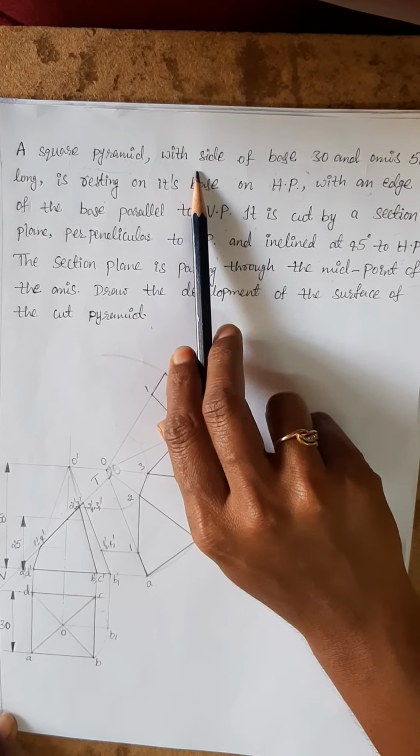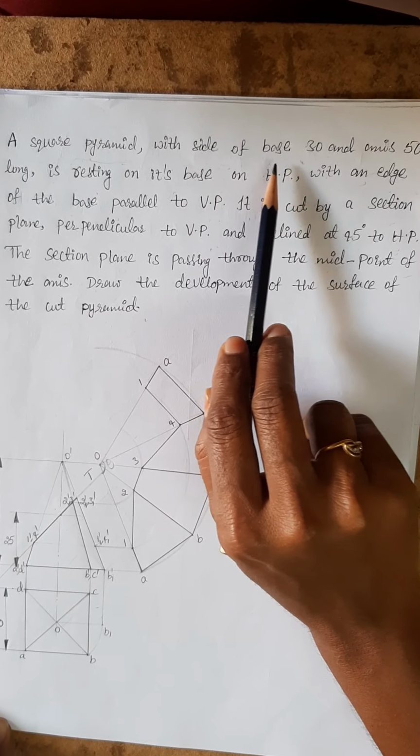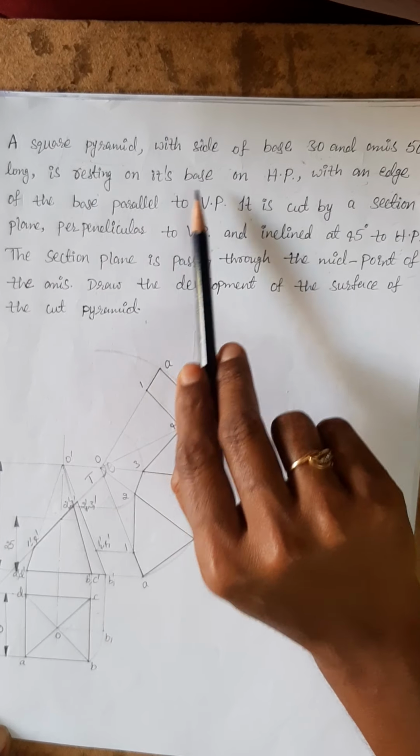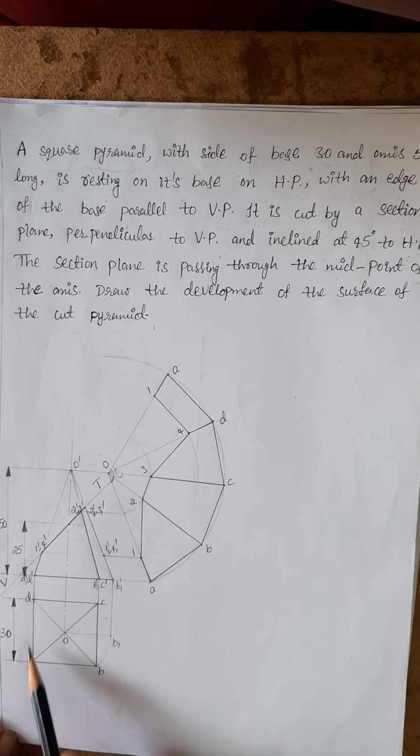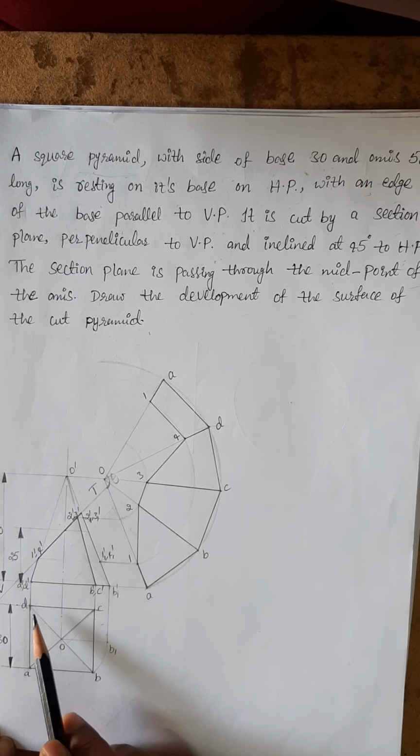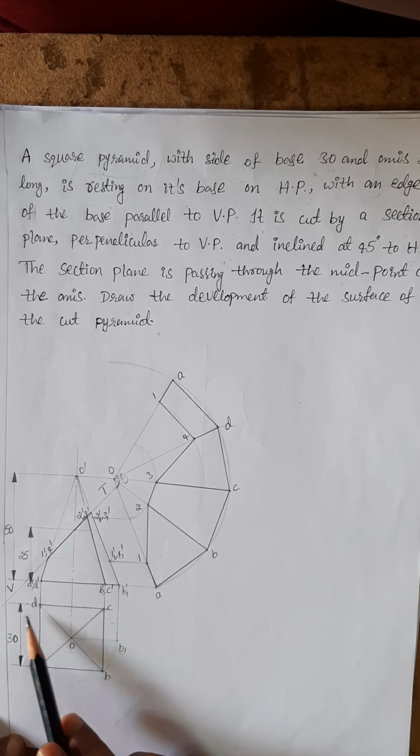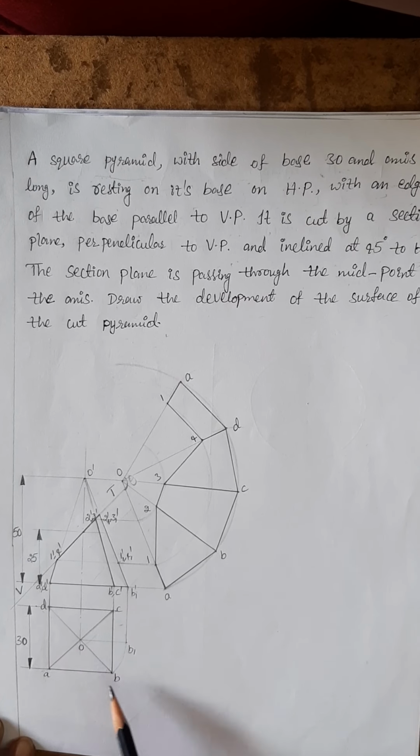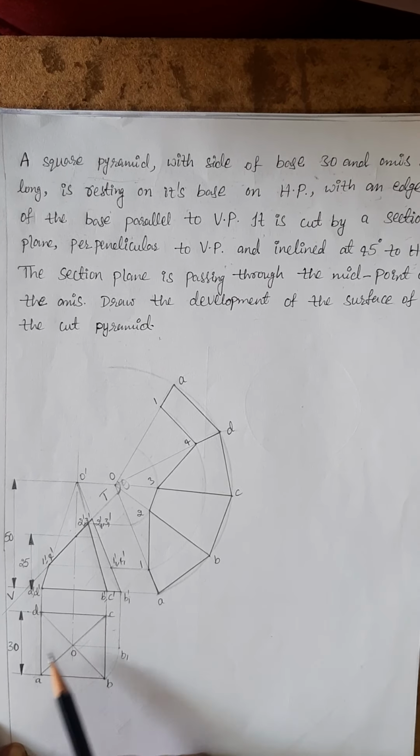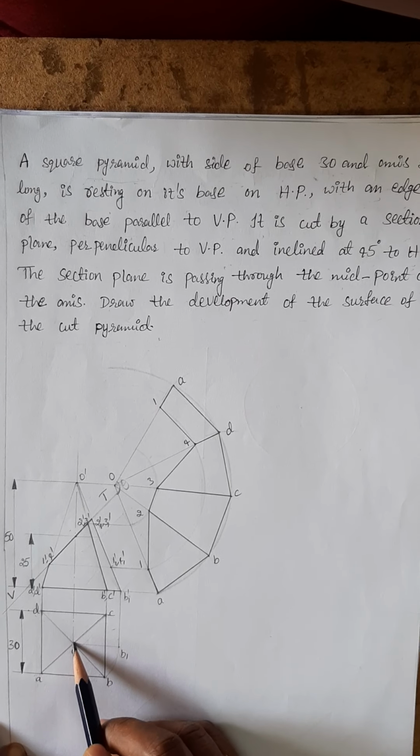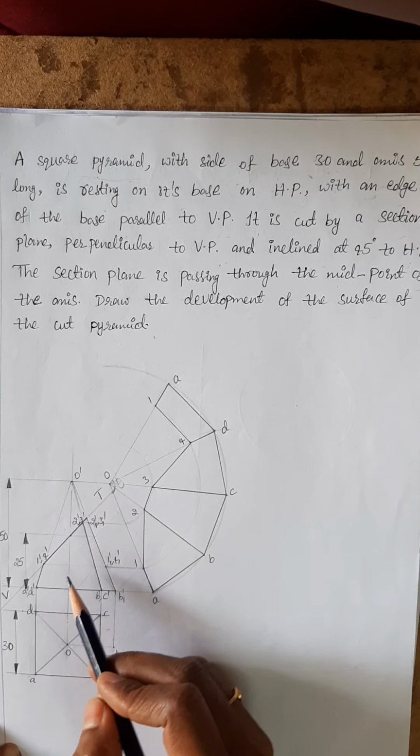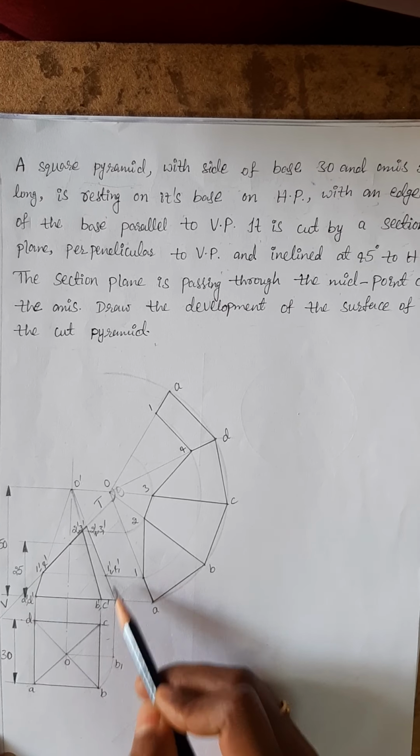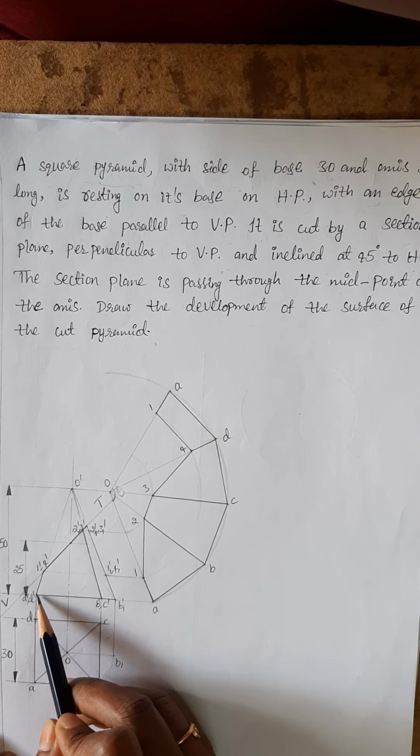Here we are given a square pyramid with a base side of 30 mm and axis 50 mm, resting on its base on HP, right? Draw the square pyramid. In the top view, draw the square with a side of 30 mm and mark the corners A, D and B, C, and the center point O. Draw the axis line and project the AD, BC sides, right?